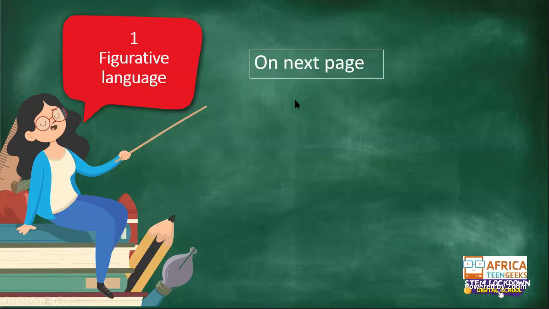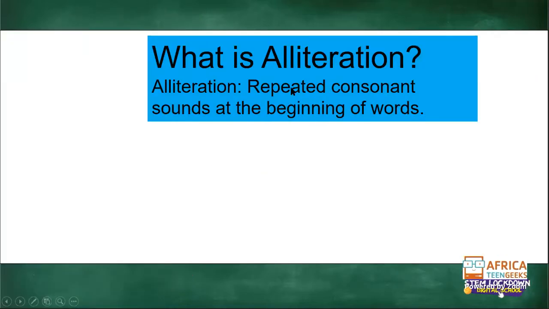Okay, so let's start with revising figurative speech. Now remember, figurative speech is a way of comparing things in imaginative and different ways. And we learned about 7 different types of figurative language. Do you remember that we started with alliteration, which is a repeated consonant? The consonant is repeated, not the vowel, at the beginning of words.